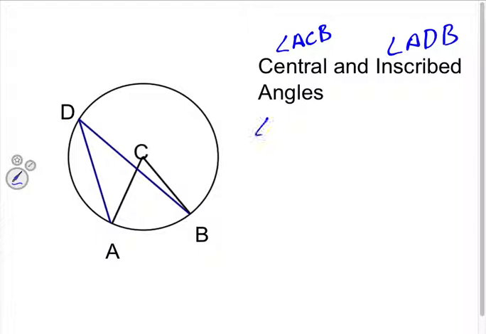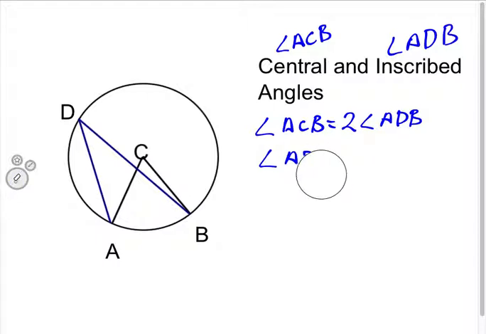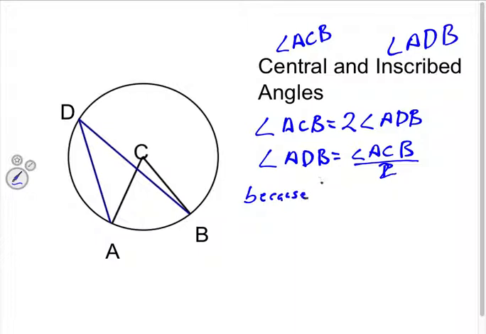We know angle ACB is equal to 2 times angle ADB, quite simply because this is a rule of central and inscribed angles. Likewise, angle ADB is half that of angle ACB, or angle ACB divided by 2, because both angles are subtended by the same arc.